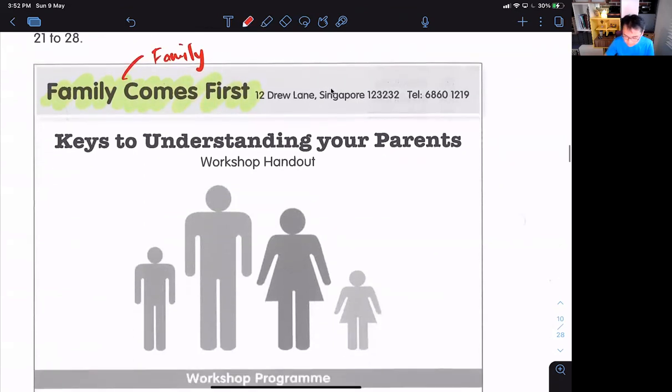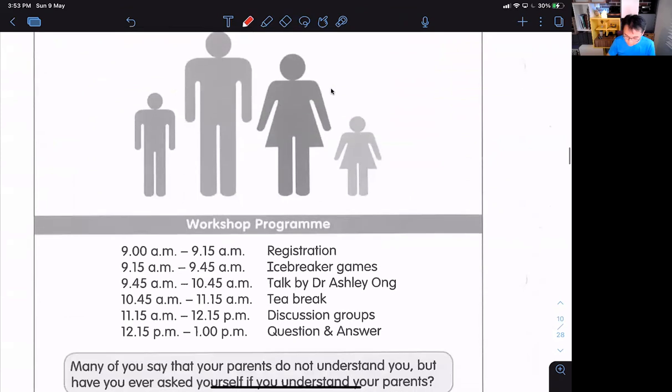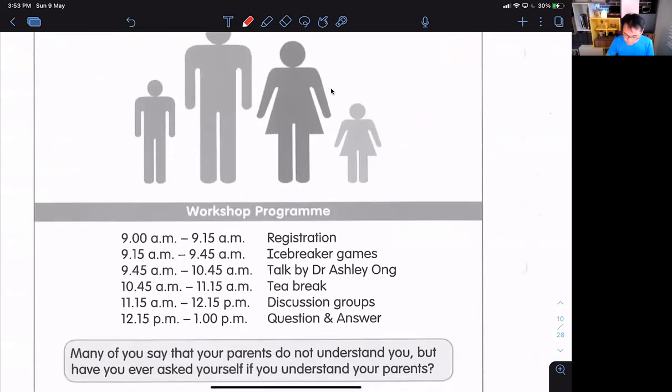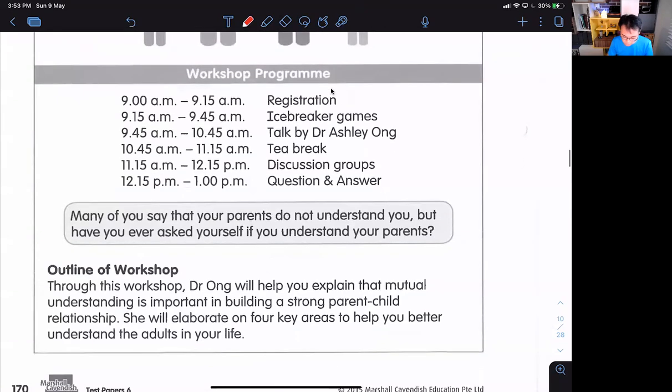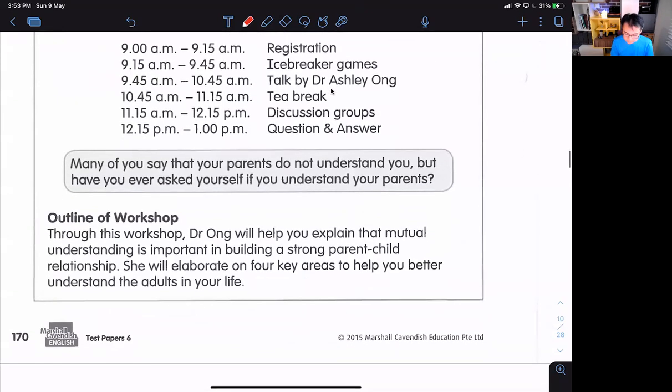Something about family, all right? And then it's about understanding your parents. So it's about kids understanding their parents better. Workshop program: there's registration, icebreaker games taught by Dr. Ashley Ong, tea break, discussion groups, question and answer.